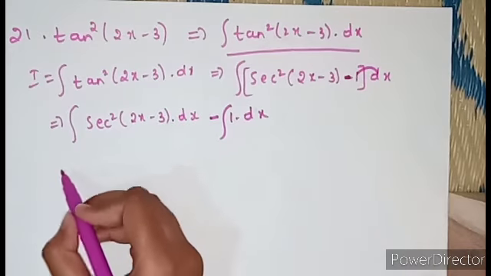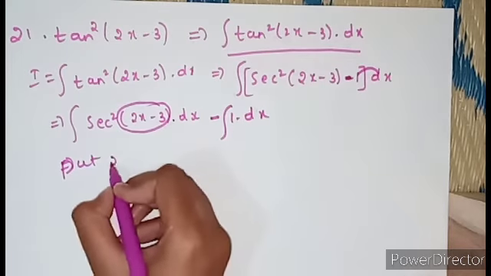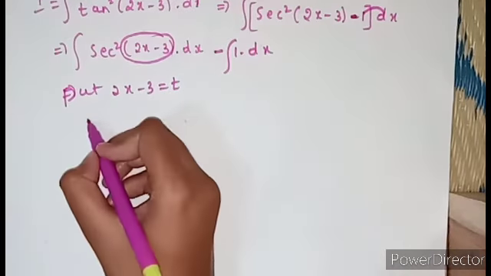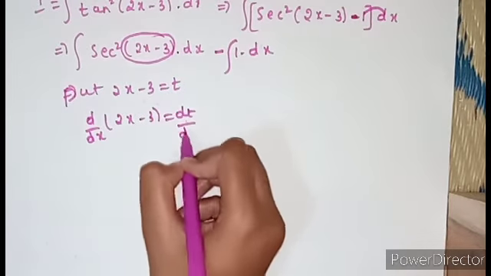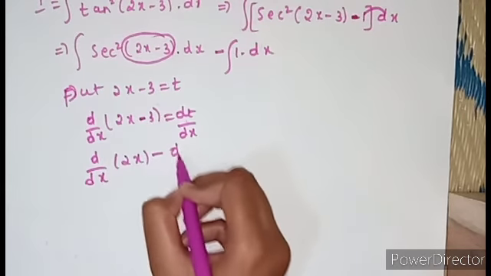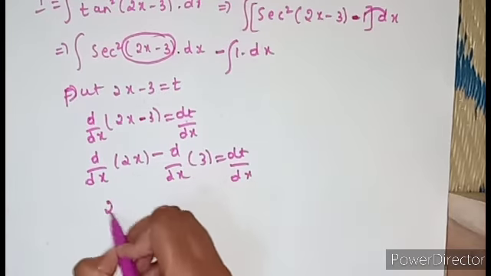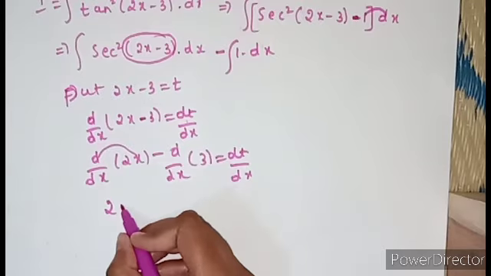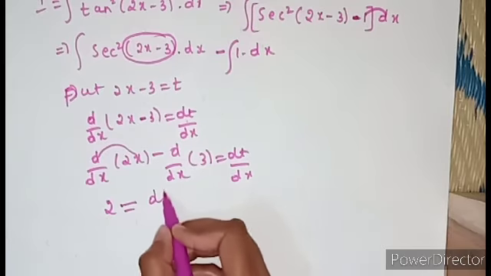Now take this function as t. Put 2x minus 3 equal to t, and differentiate with respect to x on both sides. d by dx of 2x minus 3 is equal to dt upon dx. Differentiate separately: d by dx of 2x minus d by dx of 3 is equal to dt upon dx, right? Now take this 2 outside since it is constant. Derivative of x is 1, right? So 2 ones are 2. Now derivative of 3 is 0. So 2 is equal to dt upon dx.